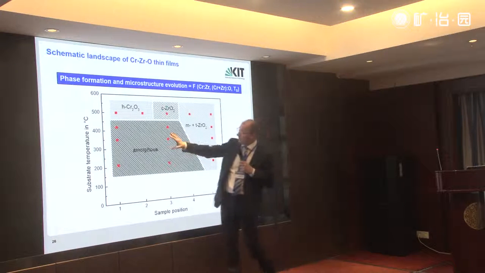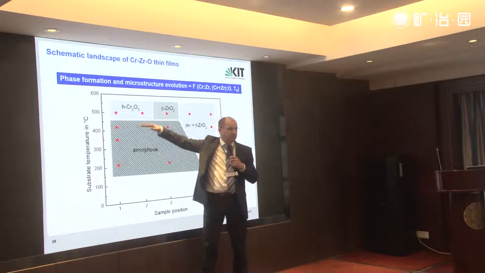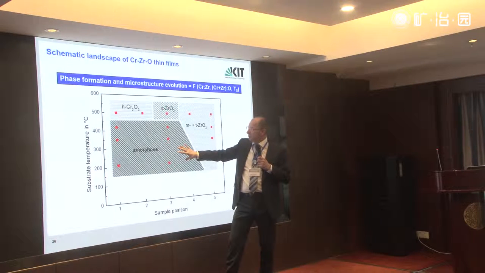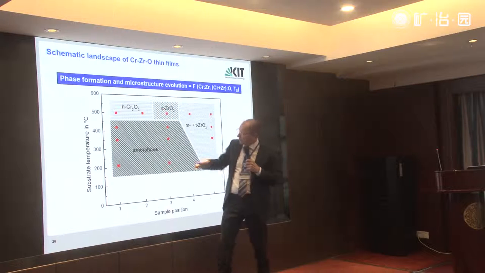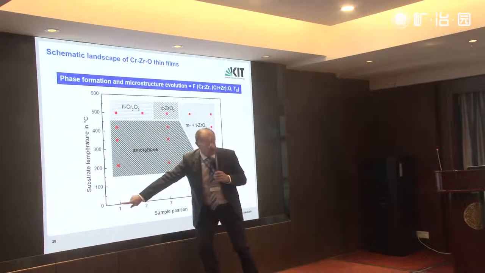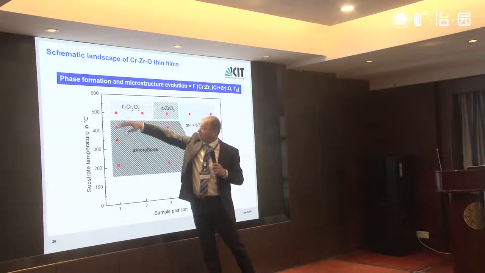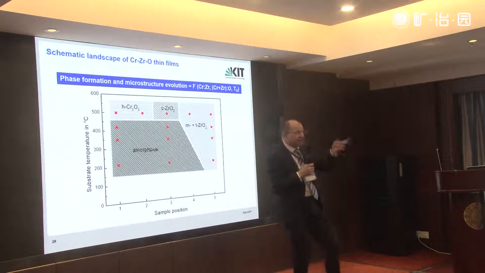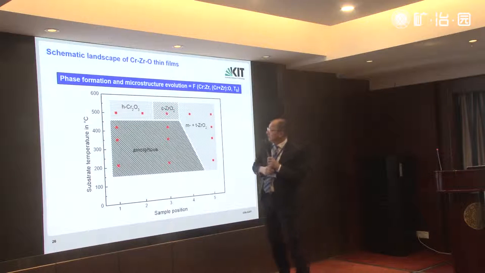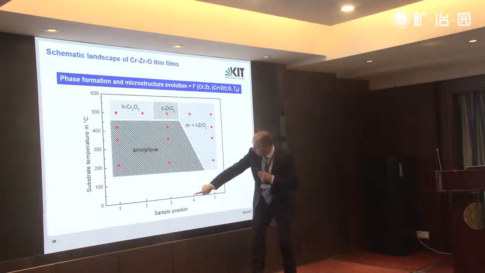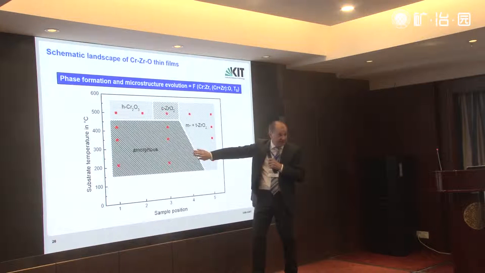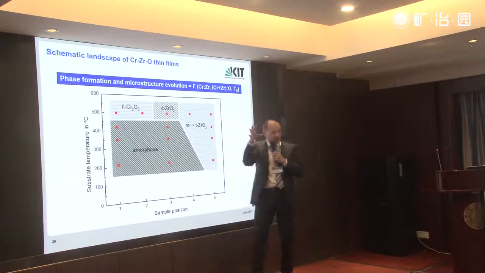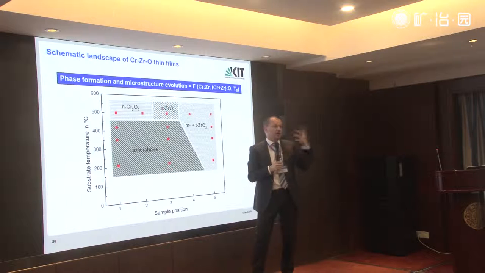You can see here, if we are in an area up to about 450 degrees C, we are producing amorphous coatings. When the temperature is increasing, for instance at position number 1, at temperatures higher than 450 degrees C you have the formation of the chromium oxide, which dissolves some zirconium 4+. Or another example, position 4: you have an amorphous state of the coating, and when you increase the temperature, you form a mixture of monoclinic and tetragonal zirconia.